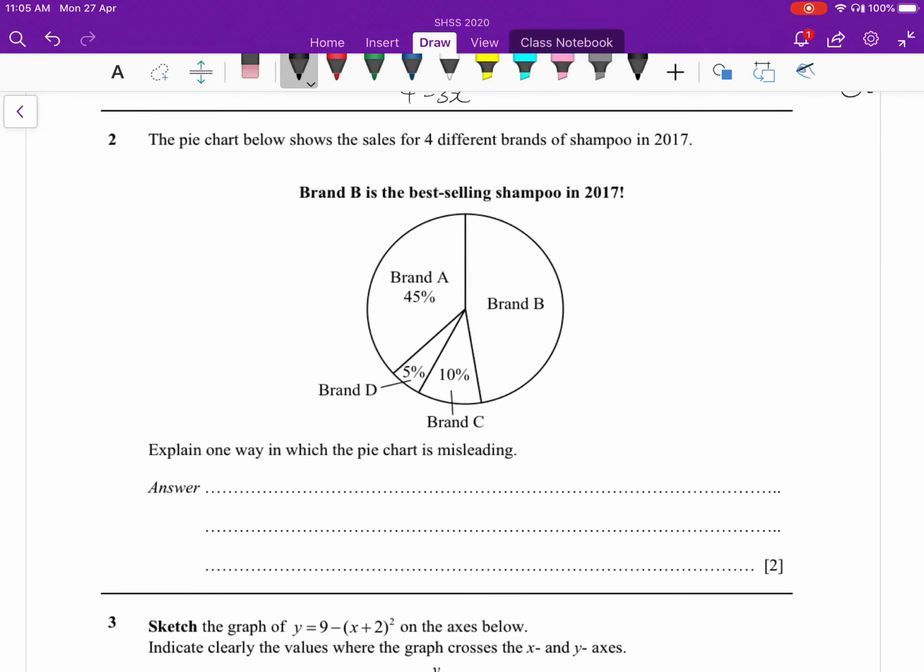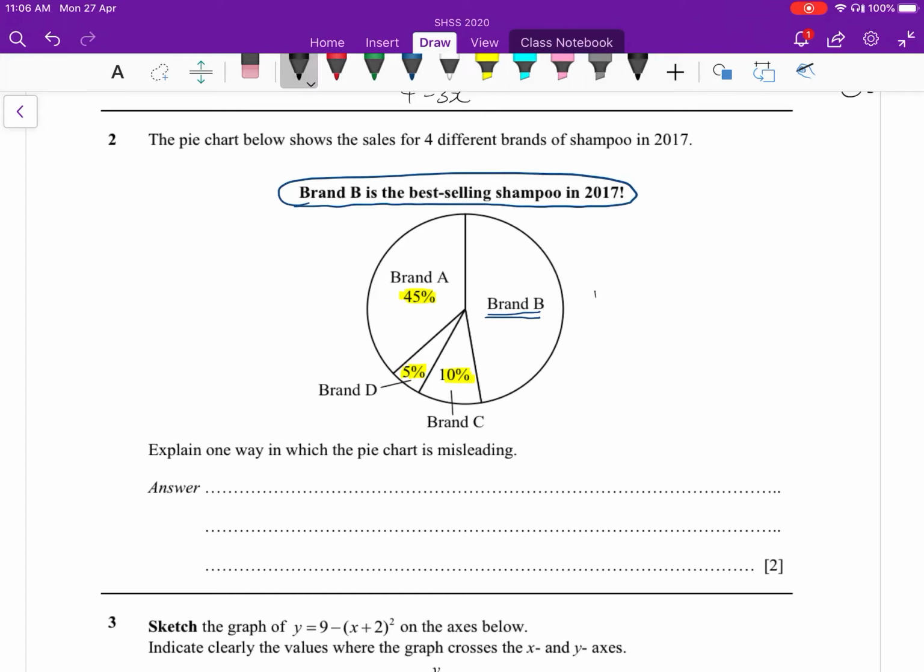The pie chart below shows the sales for 4 different brands of shampoo in 2017. It states on the title, brand B is the best selling shampoo in 2017. And we take a look at the pie chart. Brand B occupies a larger area on the pie chart. But if you look at the numbers, brand A 45%, brand B no percentage, brand D is 5%, and brand C is 10%. So what exactly is brand B?